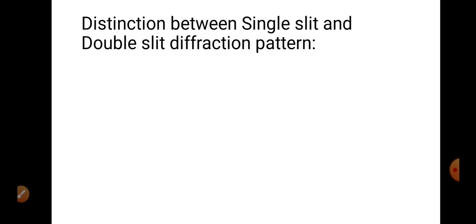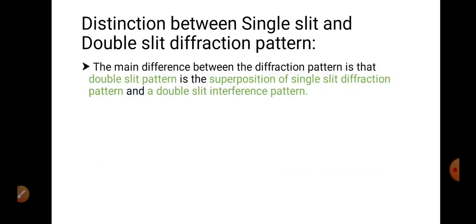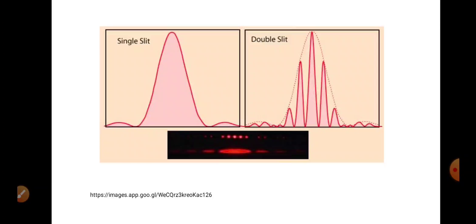Let us go into detail about the differences between the single slit and double slit diffraction patterns. In that, the first main difference is that the double slit diffraction pattern is the superposition of two phenomena, that is, the single slit diffraction pattern and the interference pattern. So this is the first difference. You can observe the picture once again.